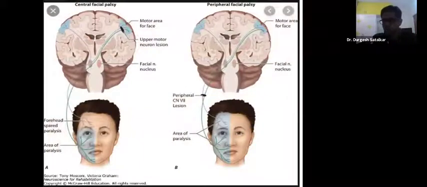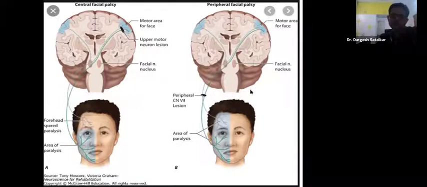Now coming to facial nerve examination, we have supranuclear or infranuclear, upper motor neuron or lower motor neuron lesions. Usually in upper motor neuron lesions, the forehead is not involved, because the forehead has bilateral cortical representation. So if only the lower half of the face is involved, then we can suspect a contralateral upper motor neuron palsy of the facial nerve.